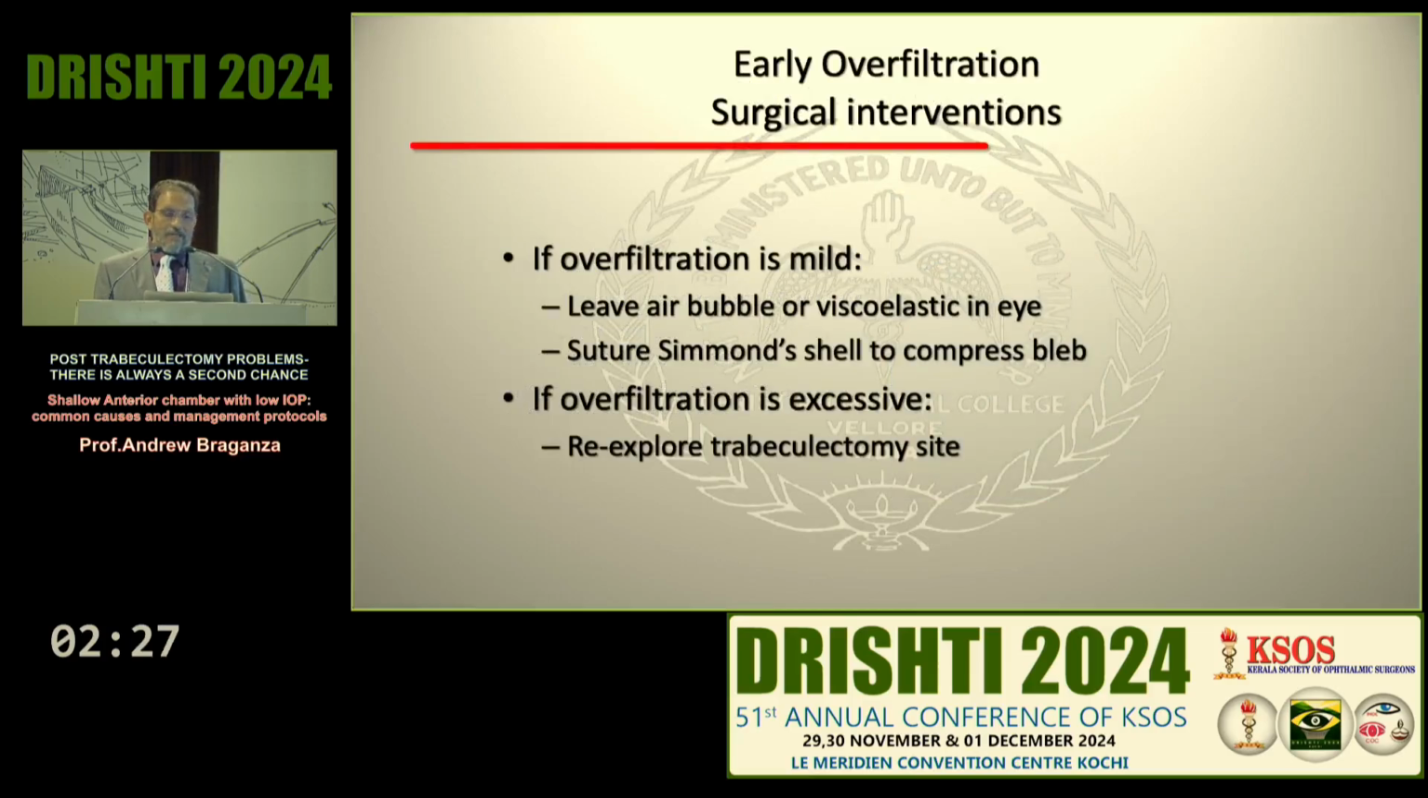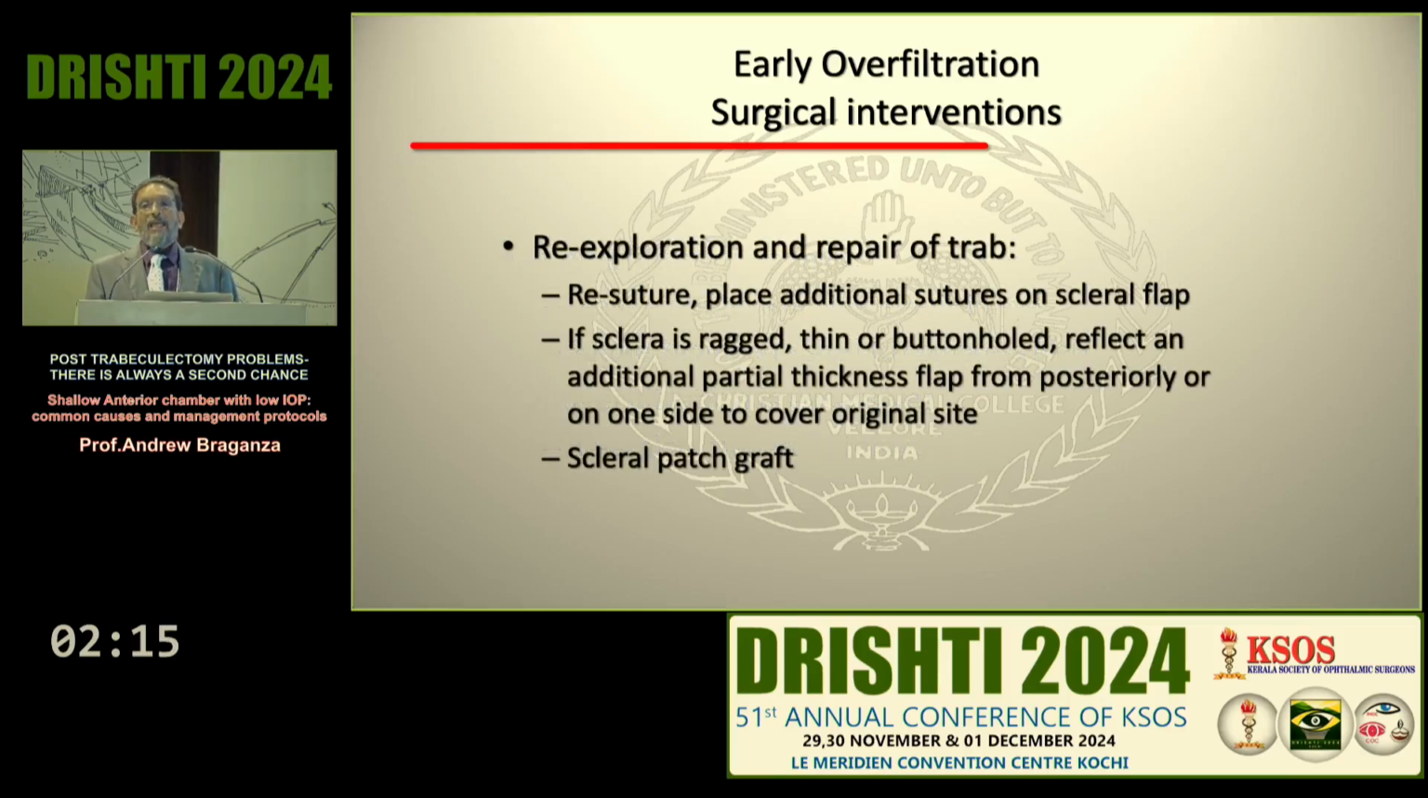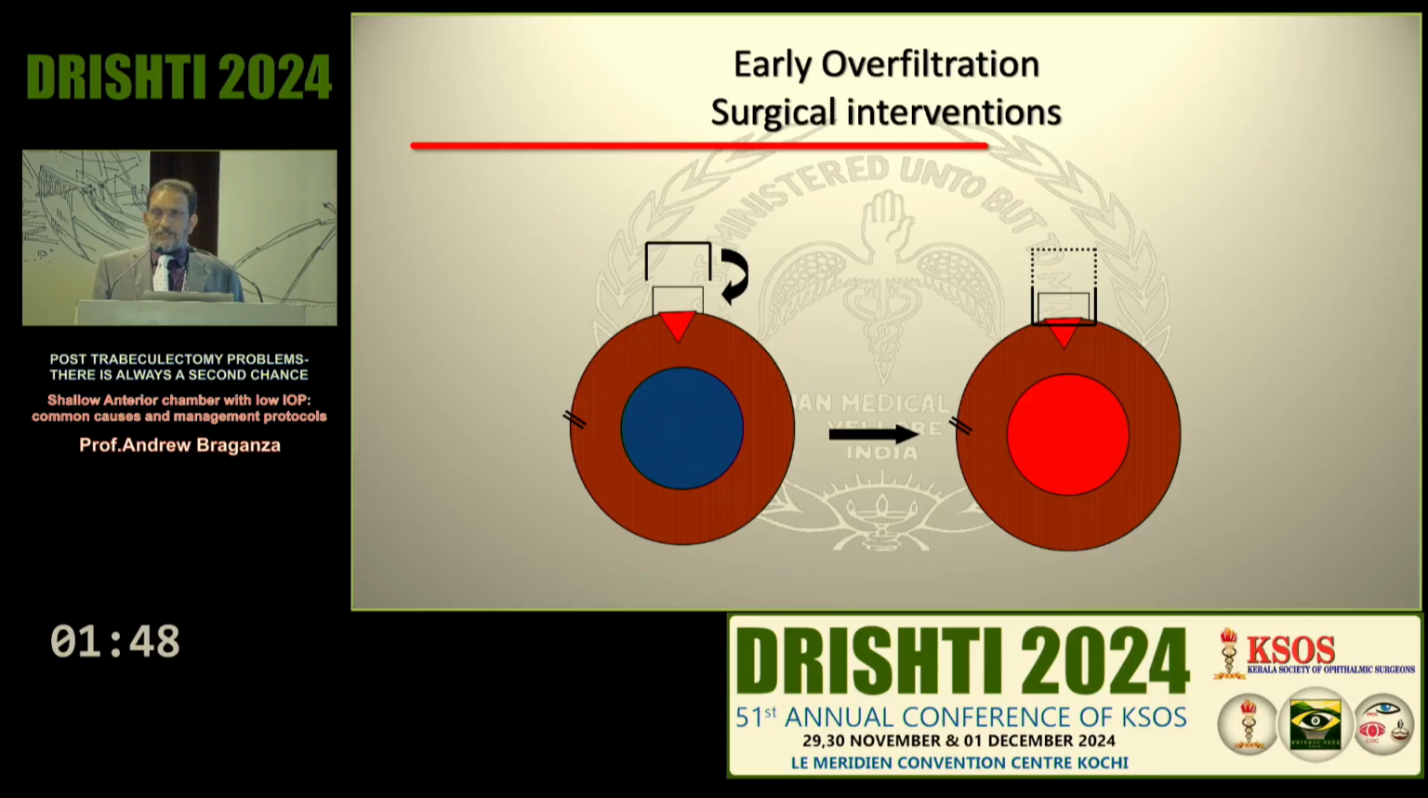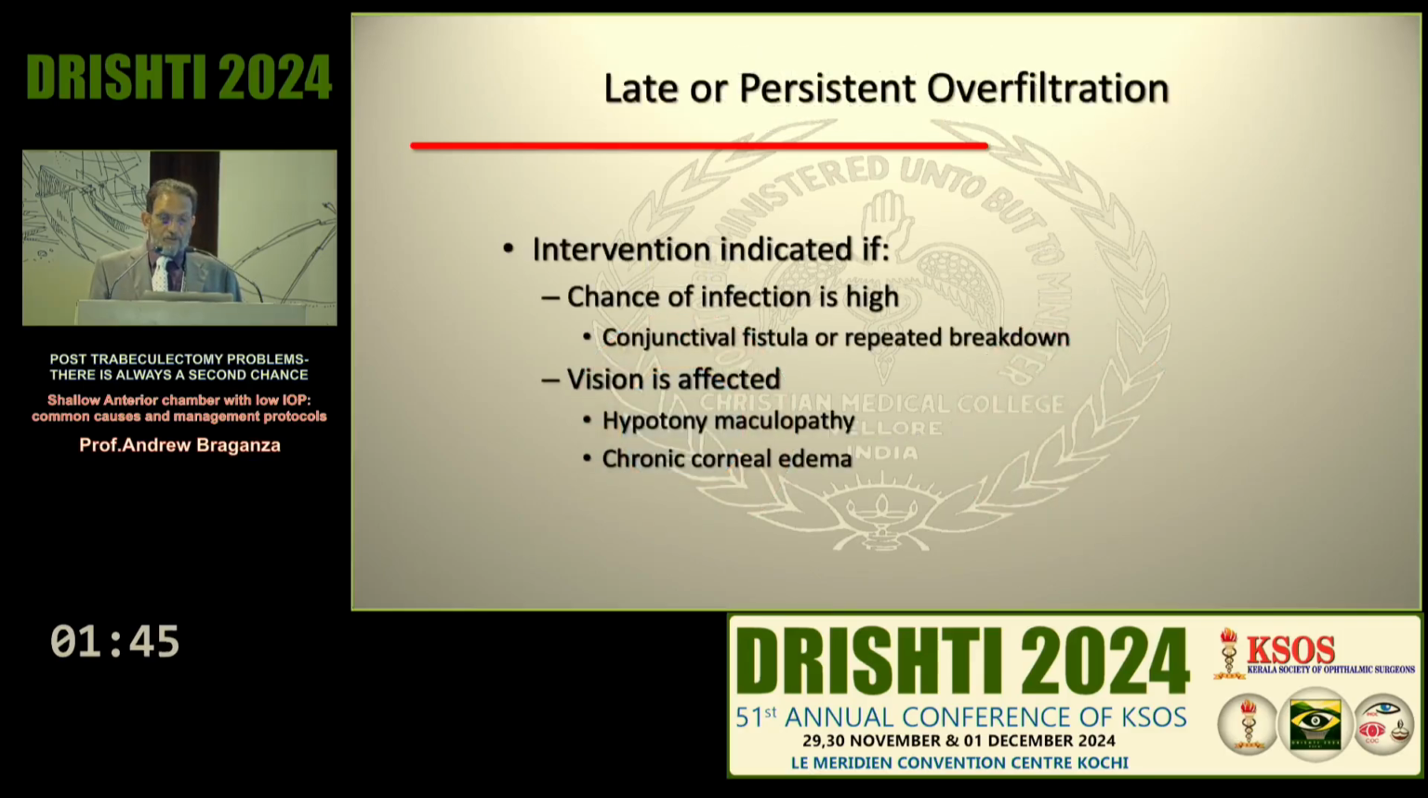So other surgical interventions would be to just reform with an air bubble or use the Simmons shell, as I mentioned before. But if you have excessive overfiltration, you have to re-explore, and generally the re-exploration would lead on to putting a scleral patch graft. You can try and re-suture, place additional sutures, but usually the situation would be that the overlying scleral flap is now a little too thin and ragged for your sutures to hold well. So you need to cover it up. This is just an outline of what you would do.